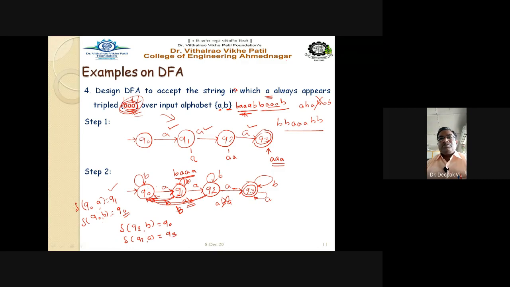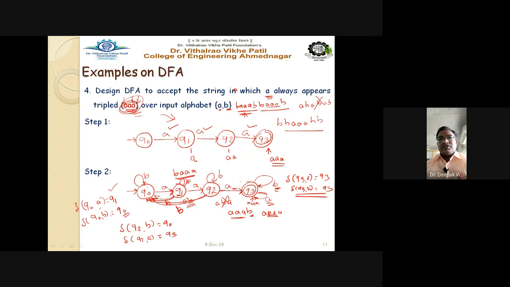And what about Q3? For both inputs A and B you make a self loop, because once you get triple A as a sequence, whatever comes after it, say this B, will not disturb your sequence. Or suppose another A is there: triple A you already got, and this is the extra A. Still your triple A sequence is not disturbed. So there is no question, there is a self loop. It will not disturb your triple A sequence. Getting this point? So if I have to write the transition function, delta of Q3 comma A is equal to Q3, and delta of Q3 comma B is equal to Q3 again, right? So this is the way.